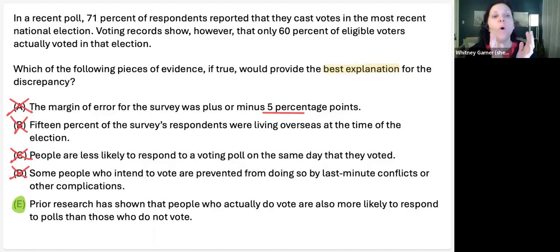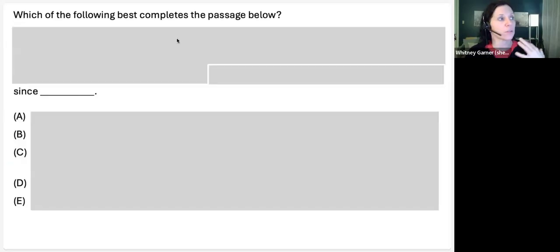Okay. One of, I think, the most misunderstood questions in CR is the complete the passage. The way these will look is that you'll see a sentence at the top, which of the following best completes the passage below, and then you'll get your argument that'll end in a blank. And then you'll get your 5 answer choices.